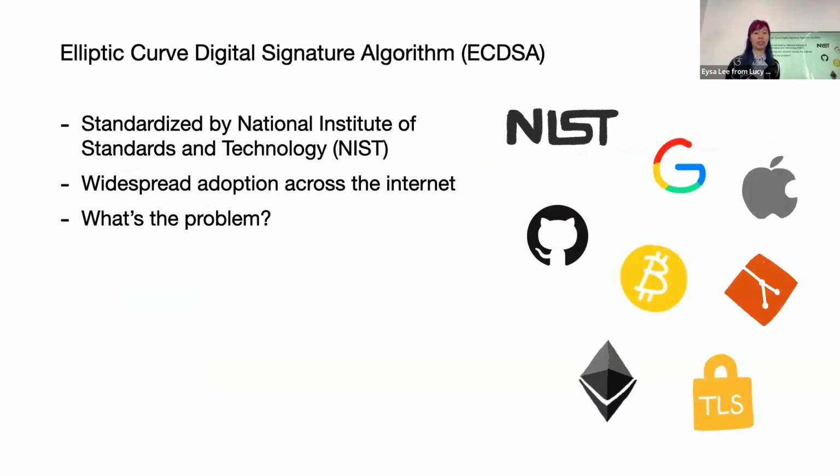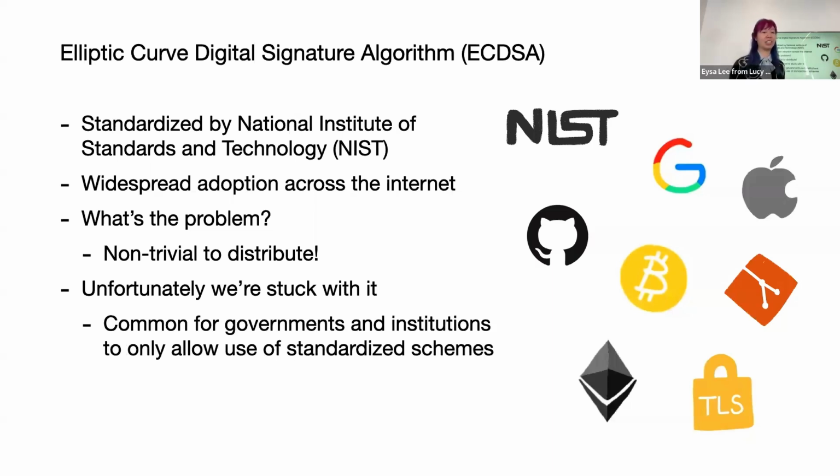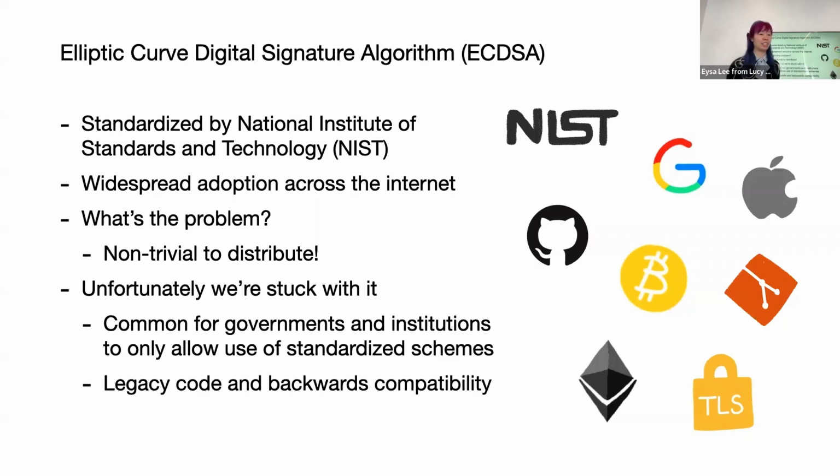What's the problem? This algorithm is actually non-trivial to distribute. And you might think, why don't we just use something that's easier to distribute? Unfortunately, we're stuck with it. It's very common for governments and institutions to only allow the use of standardized schemes. And we have this issue of legacy code and backwards compatibility. It's really hard to get people to change things that are already being used.